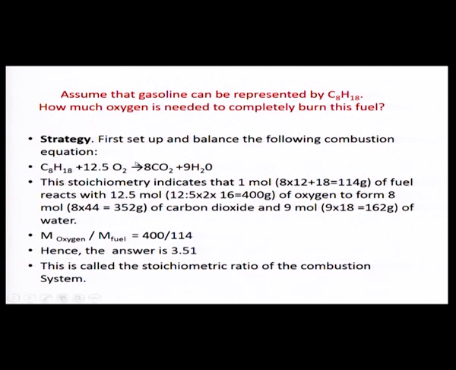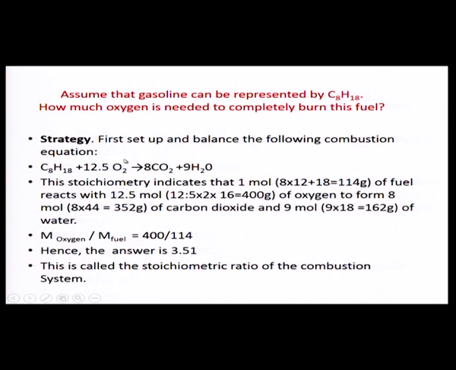For example, the first step is to write the balanced equation. So gasoline with oxygen forms carbon dioxide and water. If we balance it, this is a balanced equation. Based on this stoichiometric equation, 1 mole of gasoline, equivalent to 114 gram of this fuel, reacts with 12.5 moles of oxygen, equivalent to 400 gram of oxygen, to form 8 moles, equivalent to 352 gram of carbon dioxide, and 9 moles of water. So 9 into 18, that is 162 gram of water will be formed.